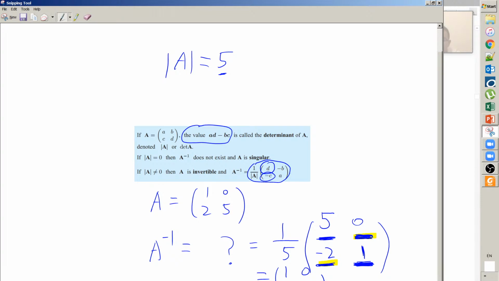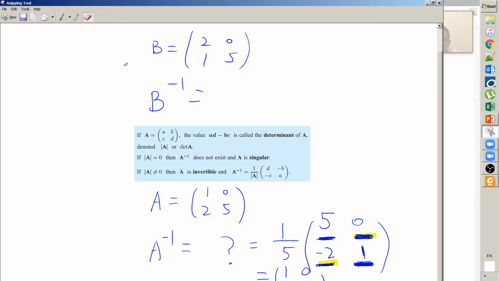So now you understand how to find the inverse of a matrix. Okay, so let's do one more so that you are more familiar with how to find the inverse of a matrix. So let me give you B equals to 2015. Okay, so what is your B inverse? Try it out. What's your B inverse? So this is the formula to find B inverse. Try this out.